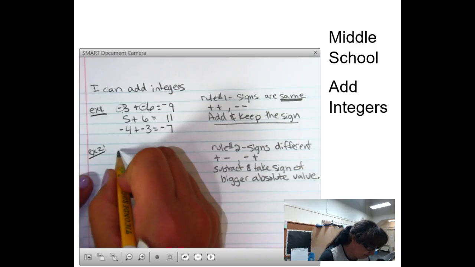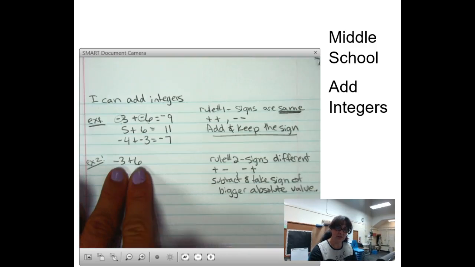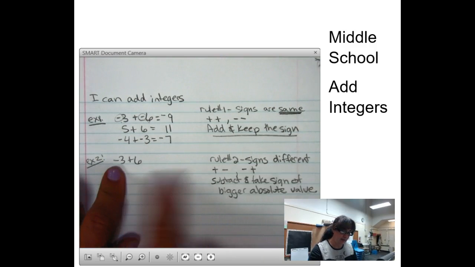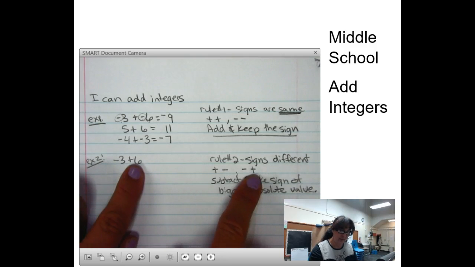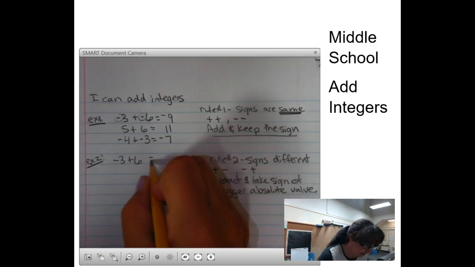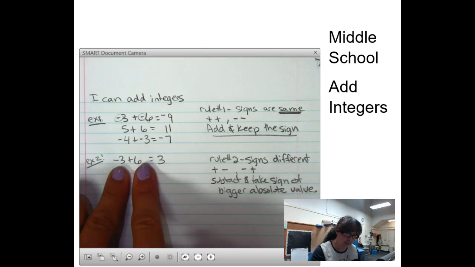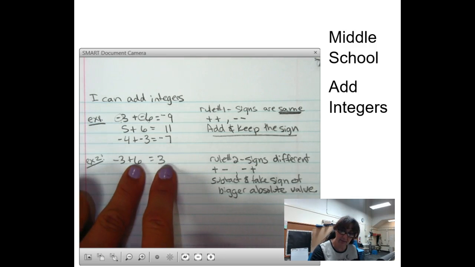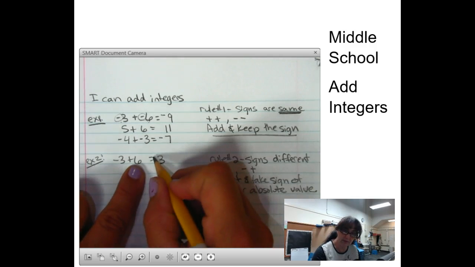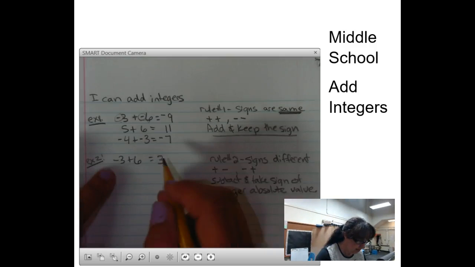So let's say we have -3 plus 6. Okay, the signs are different. One of them is negative and one of them is positive. So I'm going to subtract. I'm going to take the difference. What is the difference between 6 and 3? 6 minus 3 is 3. And do I have more negatives or more positives? I have more positives, so my answer is going to be positive. And you don't have to put the little plus sign in front. If there's nothing there, we know it's a plus.